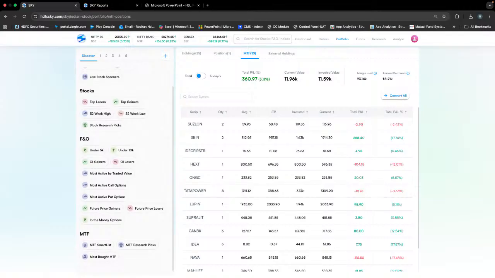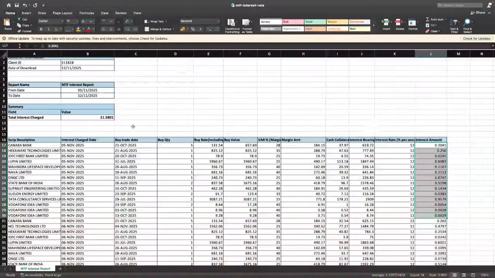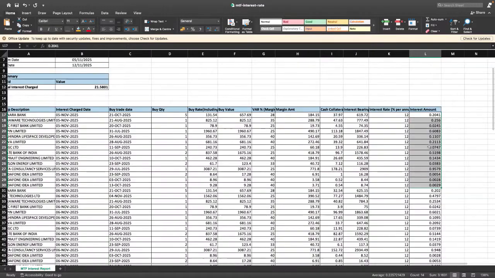There's a question, I'll just read it out. How is the interest charged if you sold the stock in MTF in less than a month? So interest is charged daily, as in the report I showed you. Interest will be debited daily. So less than a month, 2 days, 3 days doesn't matter. For 1 day, obviously, there'll be no interest charged. After 1 day, there'll be interest charged on the borrowed amount. So interest will be charged on a daily computation.